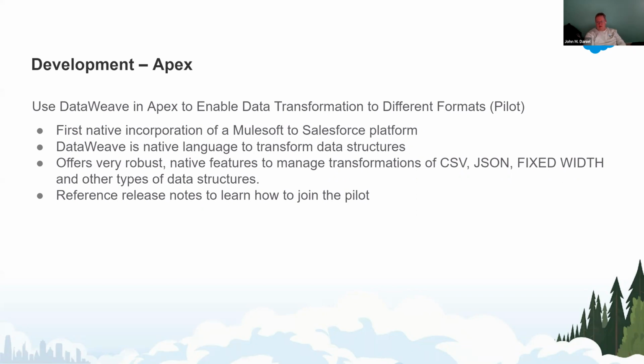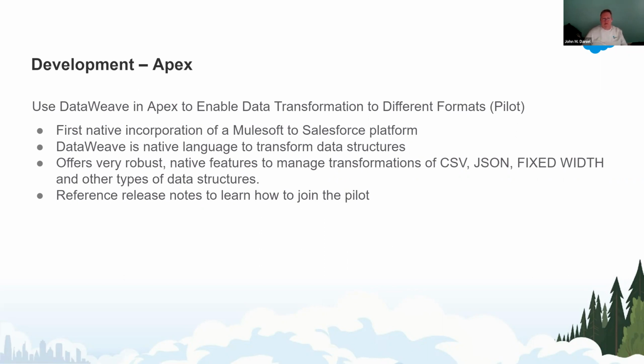DataWeave was, or is, the language that MuleSoft developers use to do data transformations. So I want to take a CSV file and switch it into a JSON, and maybe a fixed width data structure and switch it out to a CSV file, whatever the transformation is. That's been extremely difficult to do in a robust fashion on the platform, especially in Apex.